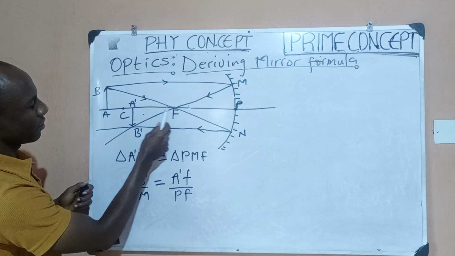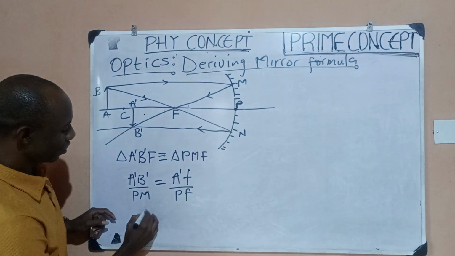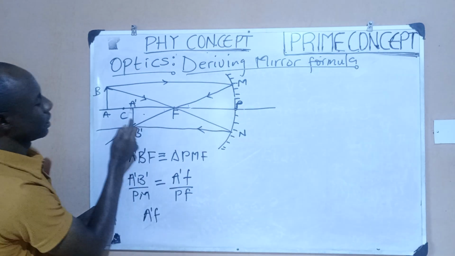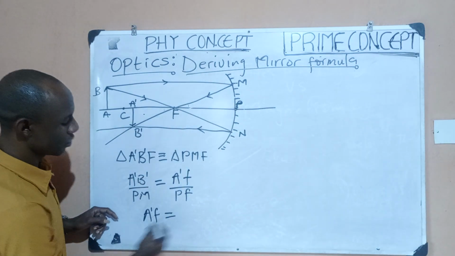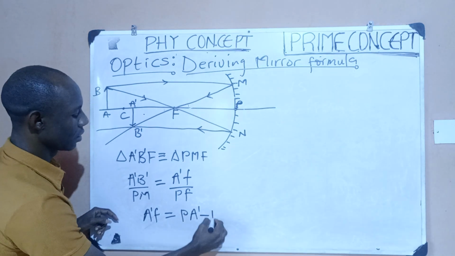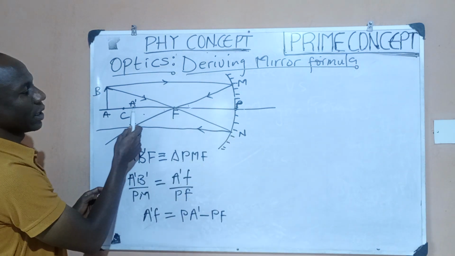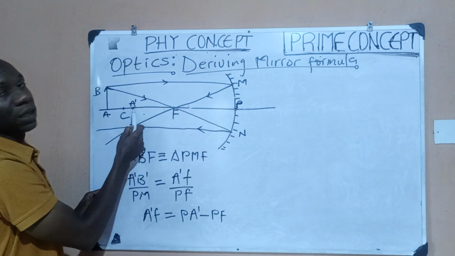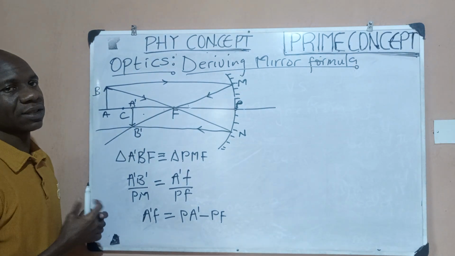Now, if we consider A prime F, which is this distance, we can change it, right? Yes. So you'd notice that A prime F, which is this distance, is actually going to be PA prime minus PF. So I would say that A prime F is going to be PA prime minus PF. So this is true. Now, what is this distance PA prime? Remember, this is where your image is, right? This is your image. So this distance PA prime actually represents our image distance. And remember, we denote image distance with V.